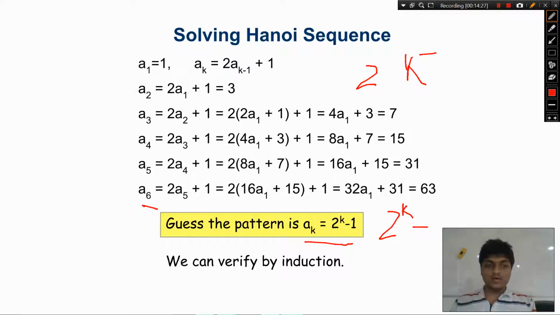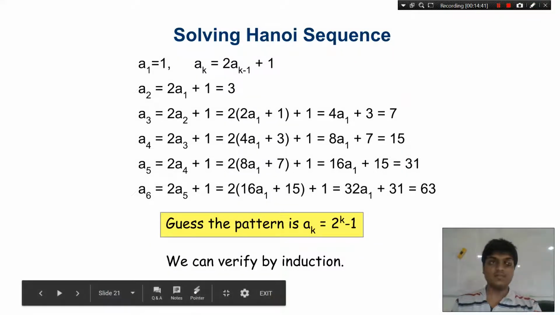So 2 to the 6 is 64, minus 1 is 63. 2 to the 5 is 32, minus 1 is 31, and so on, right? And then as we have shown earlier, this can be verified easily by an induction argument. Okay.